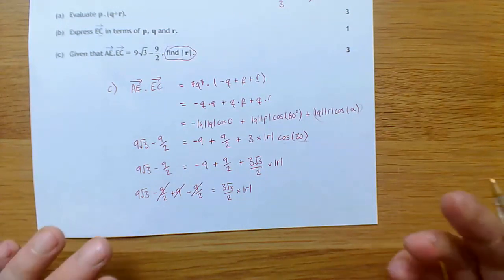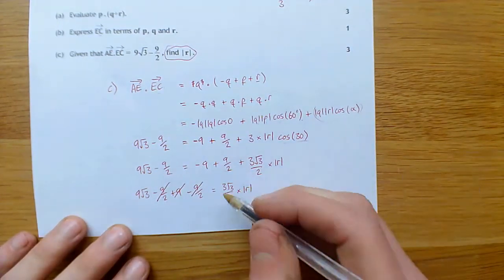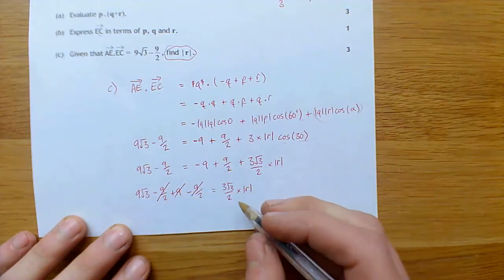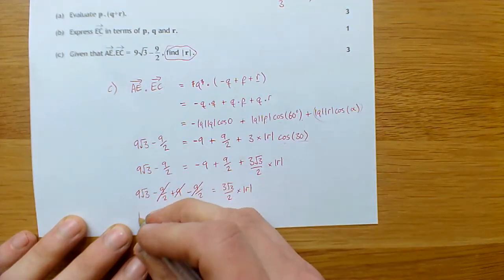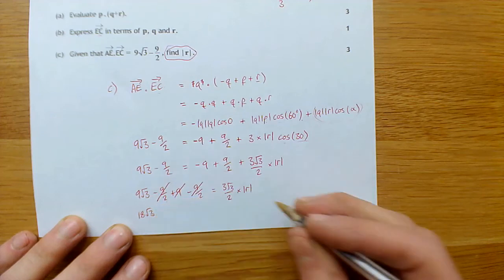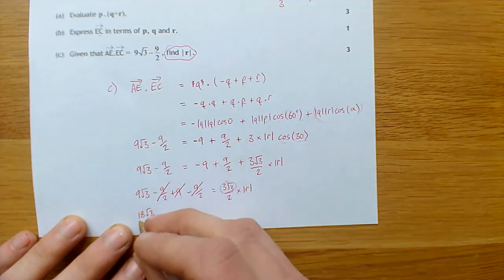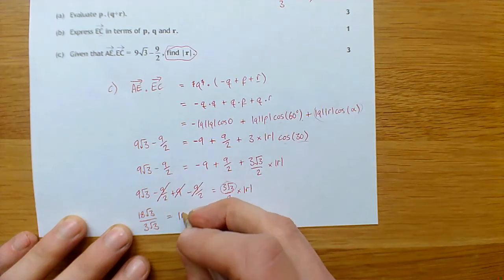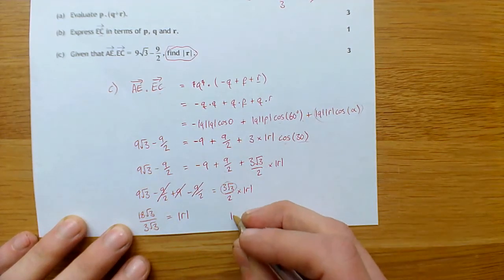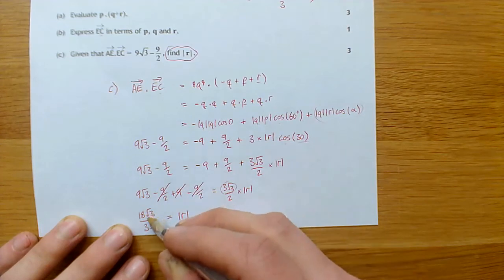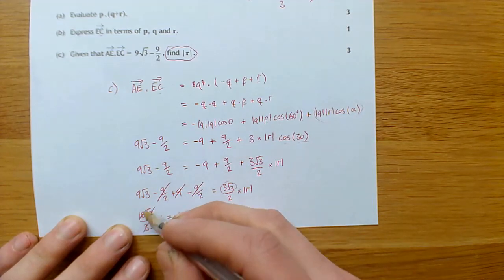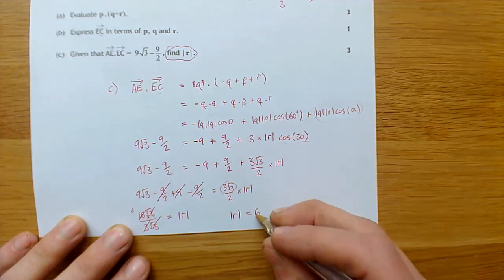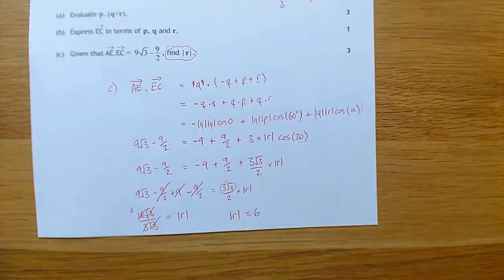Again, if you want to do that in your calculator, this is a calculator paper. We're going to times both sides by 2, so that gives us 18 root 3, and we divide both sides by 3 root 3. That is our length of R. Now, it would be nice to tidy that up. Root 3's cancel out. 3 cancels with 18 to leave us with 6. And we're done. There is a lot of faffing about going on in the middle there.